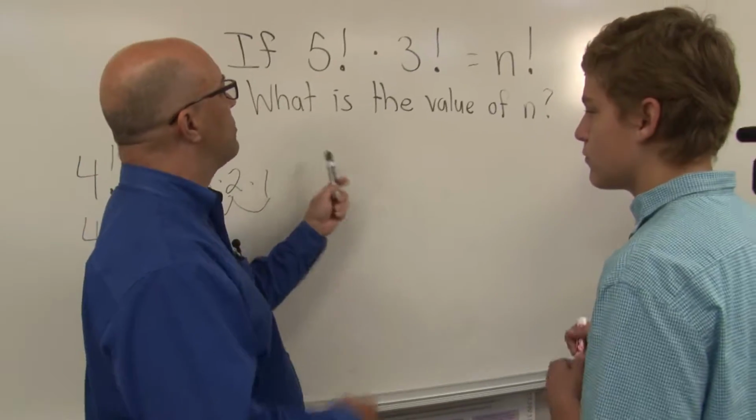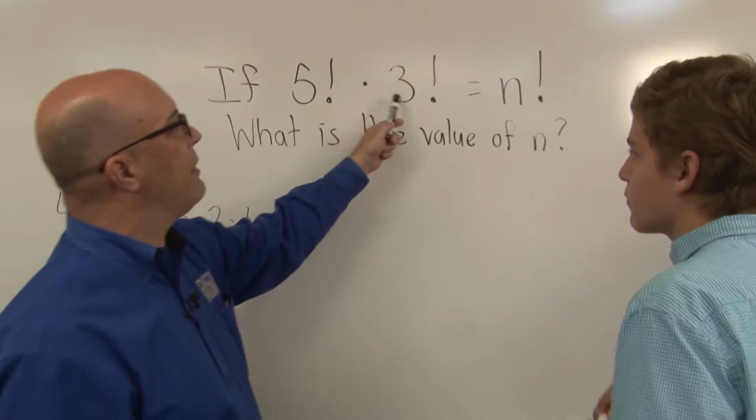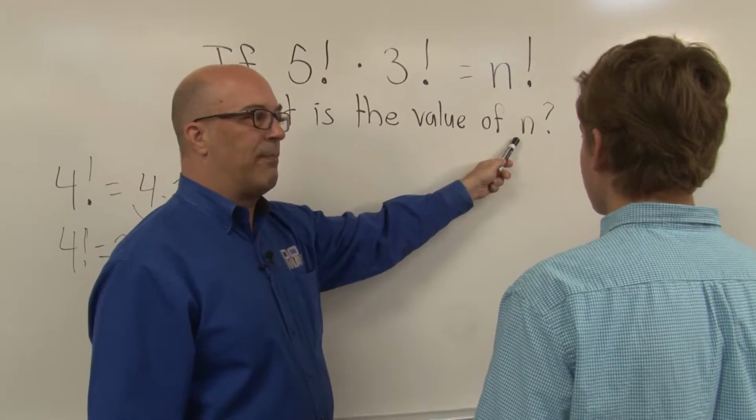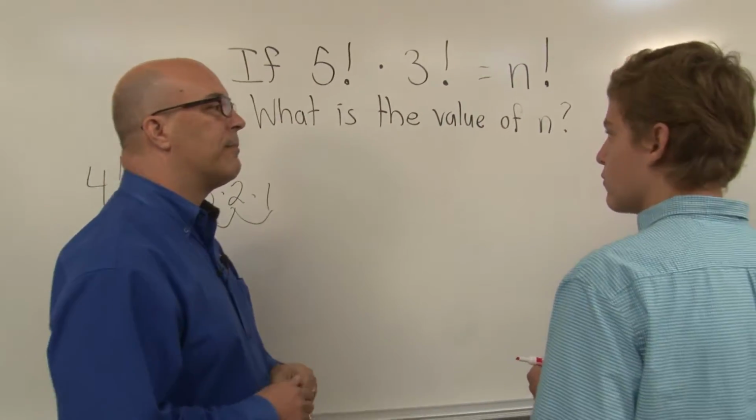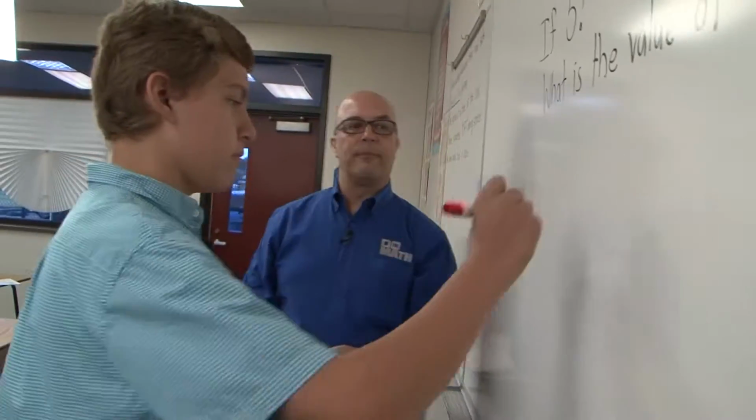Okay, so why don't you grab a marker over there? And what we're trying to do is we're trying to find the value of n. So in the statement 5 factorial times 3 factorial is equal to n factorial, we need to find out what n is. So what would you like to do first? Times 5 factorial. Okay, so go ahead and write that out.